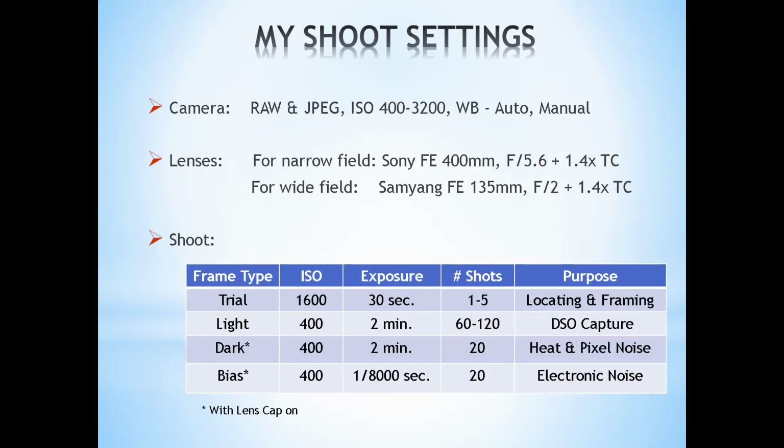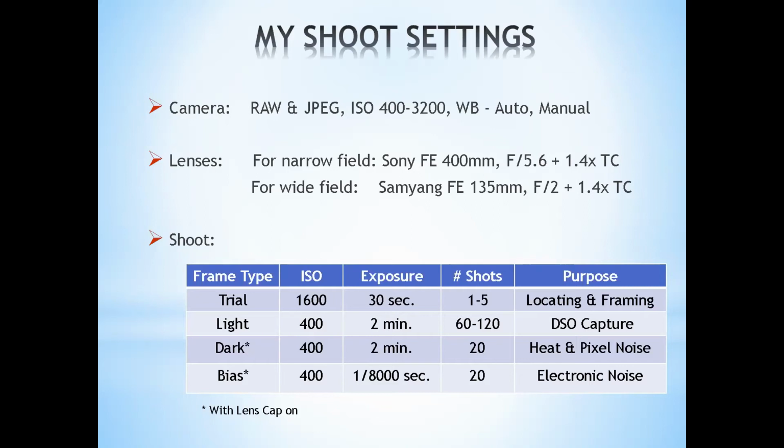Then I have to shoot dark images, where I put a lens cap on the front and shoot at the same ISO and exposure time. This is to measure and eliminate heat and pixel noise from the sensor.